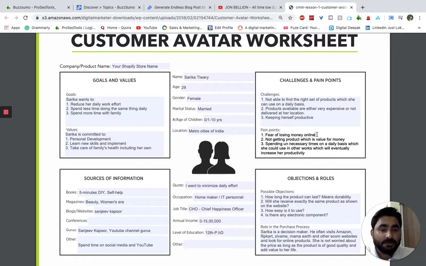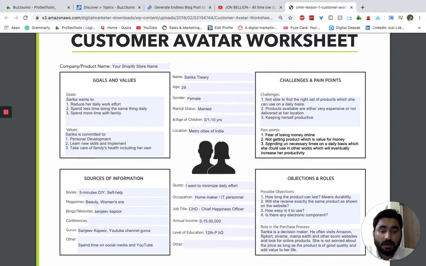Not getting a product which is value for money. How will you address this fear? By providing products which are above the standards that Sarika is looking for, but at the same time at a lower cost than her expectation.